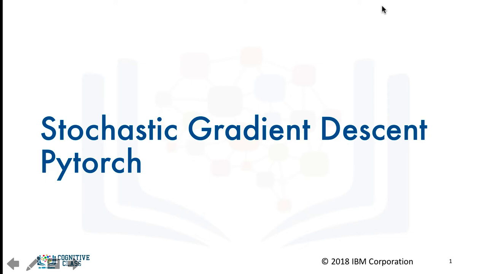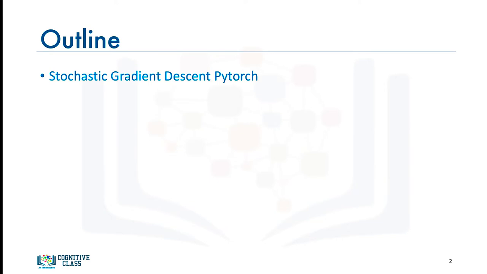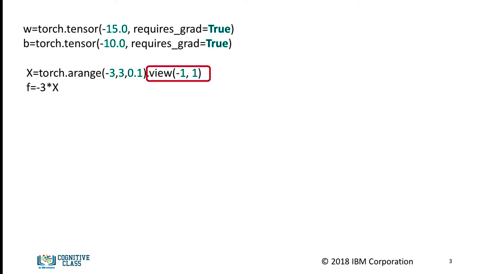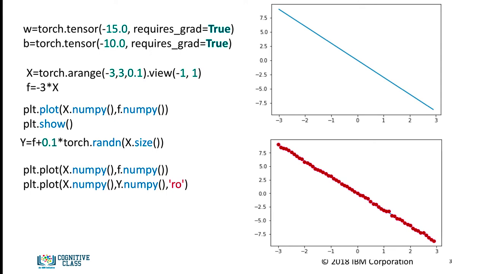In this video, we'll cover stochastic gradient descent in PyTorch. First, we'll cover it the conventional way using tensors, and then we'll cover it using the data loader object. We'll repeat the process we did before by creating some tensors of simulated data.